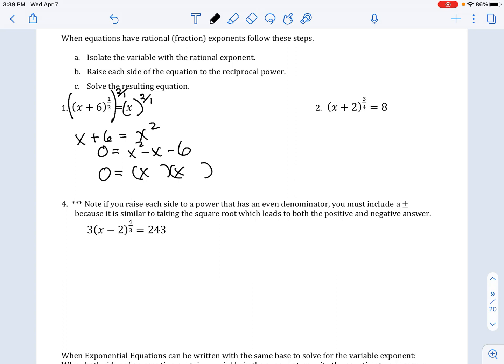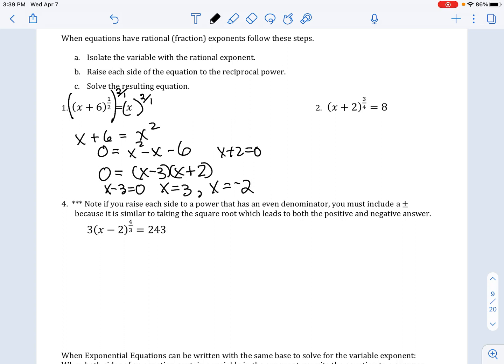So we're looking for two numbers that multiply to be -6 and add to be -1. So that's going to be subtracting 3 and adding 2. Setting those equal to 0, we get a potential solution of x equals 3. And a potential solution of x equals, hold on, I'm going to fix. So x plus 2 equals 0, x equals -2. So those are our potential solutions.